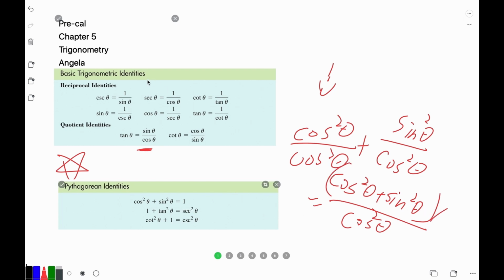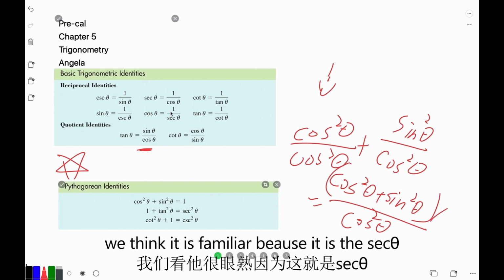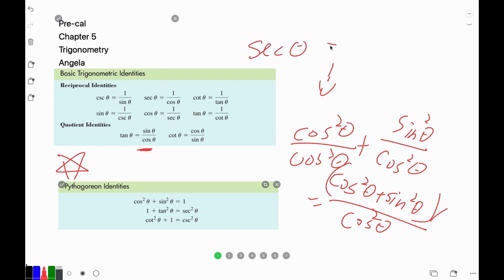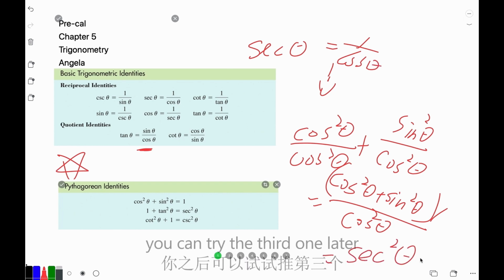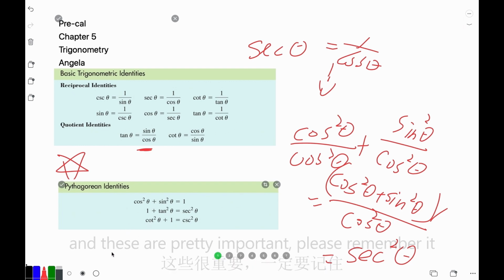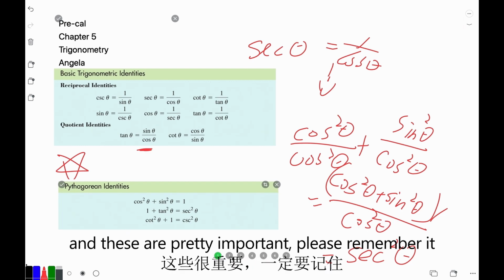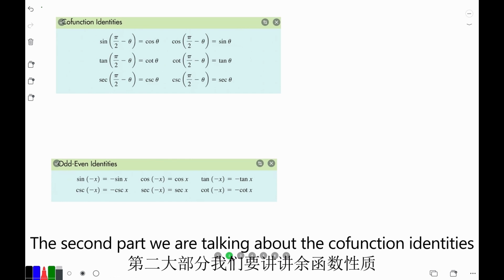So we look at the formula, because this is just secant theta. Secant theta equals 1 over cosine theta, so this is the square of secant theta. You can try the third one later, and this is pretty important. Please remember it. The second part is the cofunction identities.